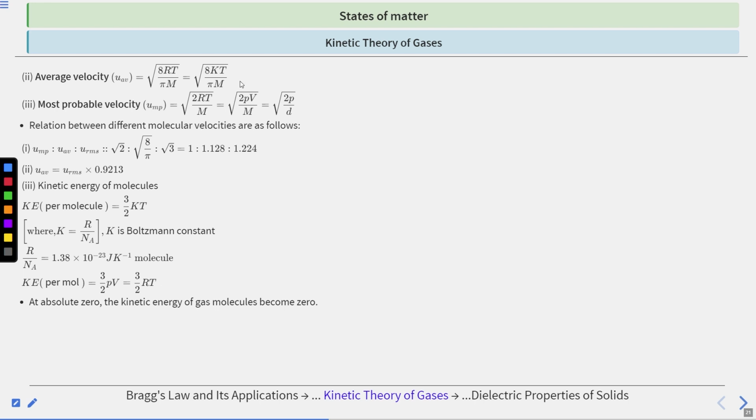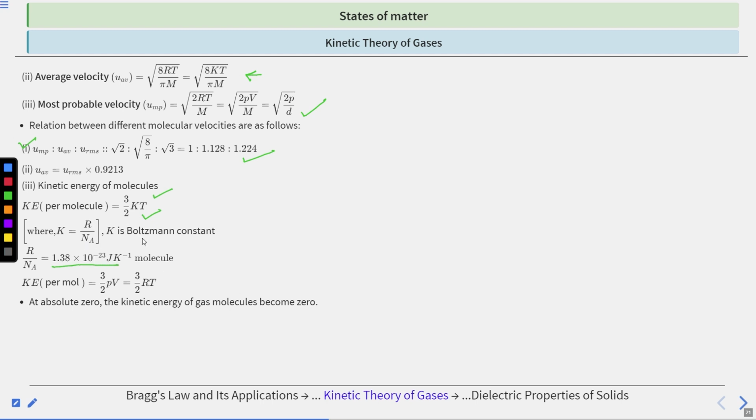Average velocity, you can write the formula like this, and most probable velocity, that is the square root of 2P/d. If we want to find the relation between these different molecular velocities, we can find it in terms of ratio and square roots and decimals. We can also say that U_av, that is average velocity, will be equal to U_rms, the root mean square velocity, multiplied by 0.9213. Kinetic energy of molecules can be written as 3/2 kT, where k is the Boltzmann constant, which will be equal to R/N_A. N_A is Avogadro's number, and R/N_A has this value.